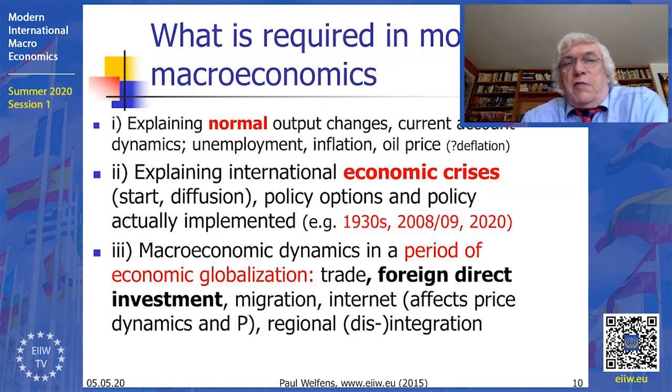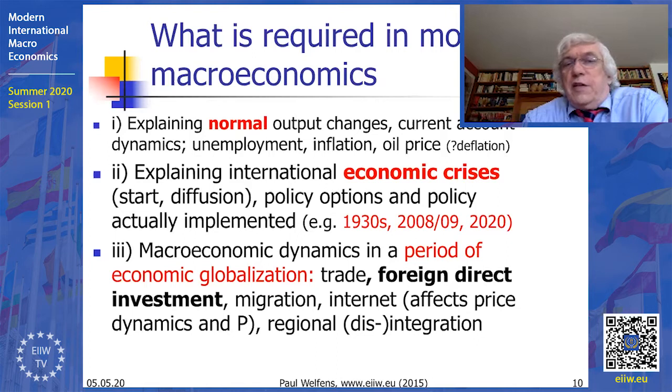Okay, what is required in modern macroeconomics, I would say, is you want to explain the normal output changes, current account dynamics, unemployment, inflation, maybe the oil price. The oil price is a world market price. So then I would argue, okay, if we have a two-country model, and probably we will have to look at two big countries, then maybe we can explain the oil price. We can also consider, of course, deflation or the risk of deflation.